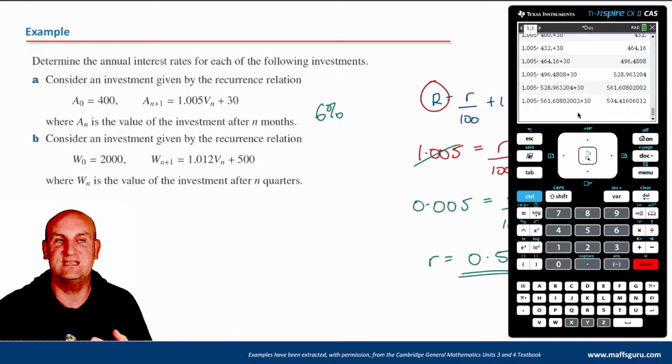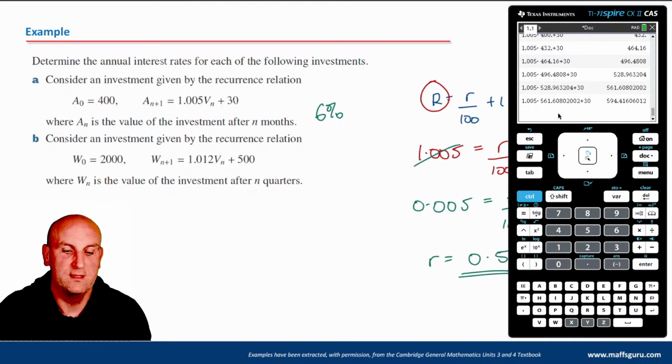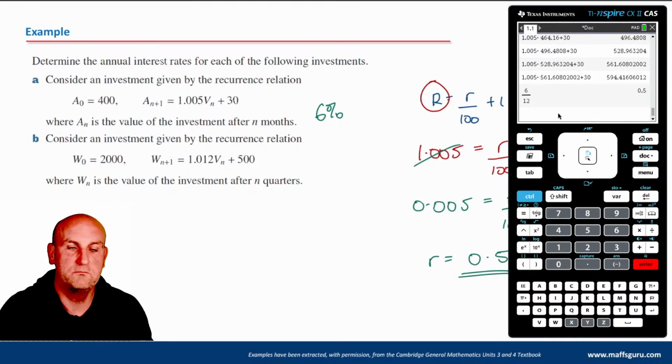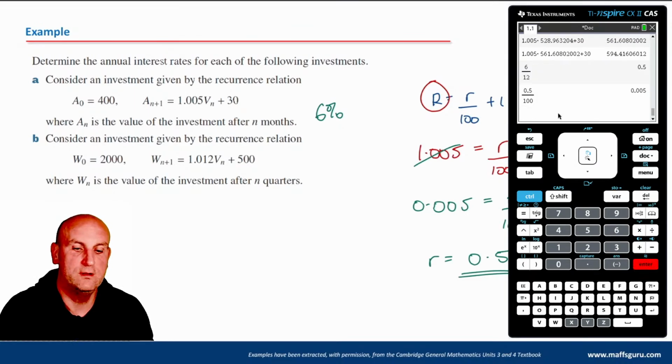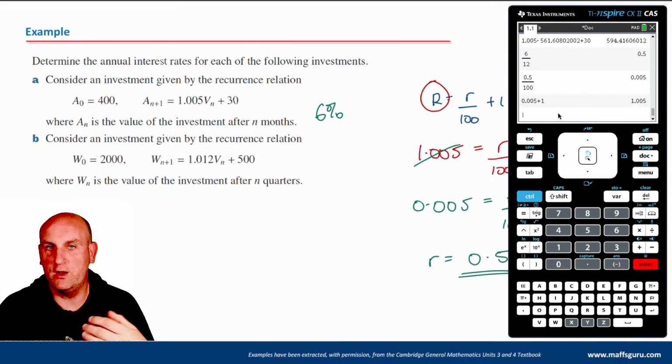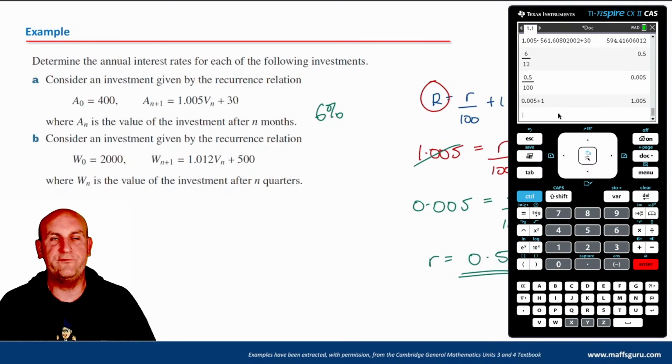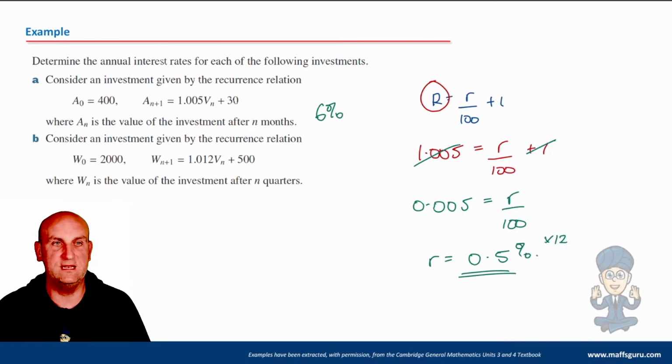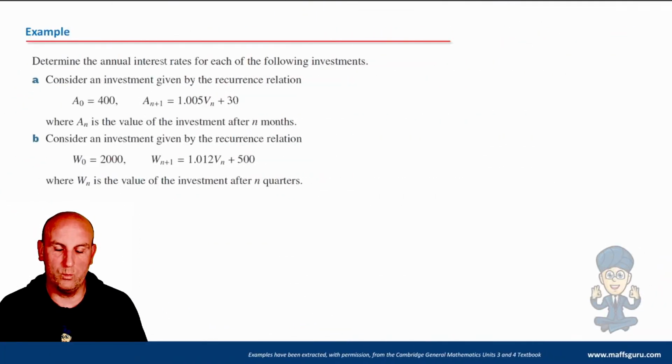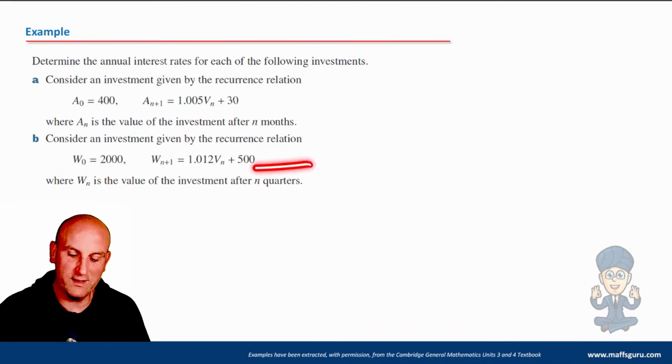Now again, I just test it backwards. So let's see, 6 divided by 12, divided by 100, plus 1. Just following that formula for R again, 1.005. I'm right, I can't have made a mistake. What about the next one, 1.012? This one is trying to trick you. Why? Because it's actually a quarterly interest rate. This is my quarterly interest rate.